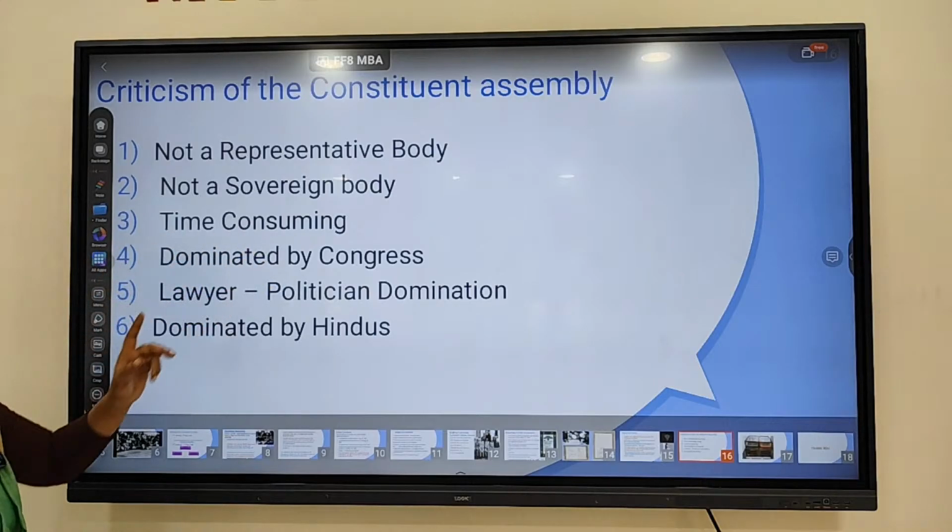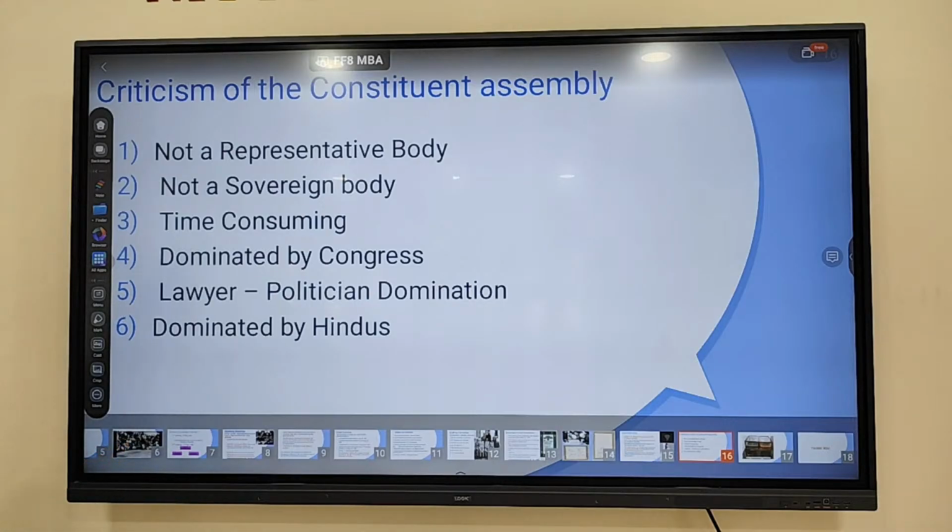Next one, time consuming. For how many years did we take time for framing the constitution? 2 years, 11 months, 18 days. But to frame the American Constitution, they took only 3 to 4 months. They have only 7 articles. How many articles do we have? 395. But the American Constitution has only 7 articles.